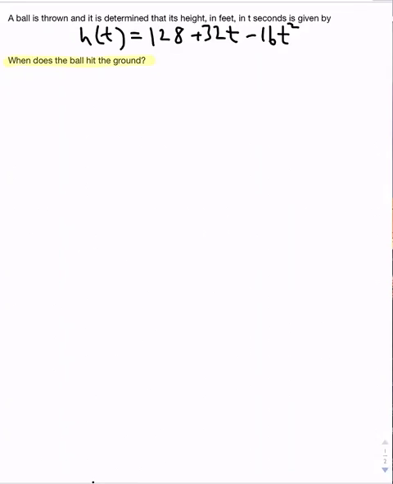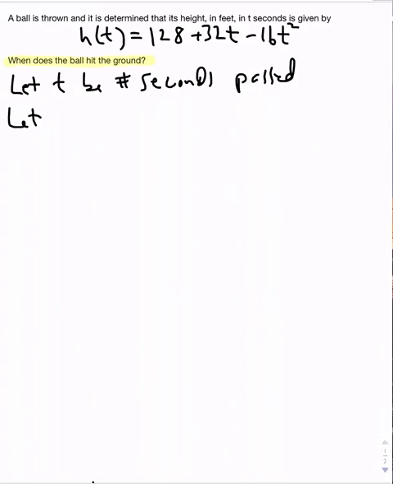So we need to first identify the variables. In this case, our unknowns are time and height. So I'll let t denote the number of seconds passed. Okay, that's what it denotes in the problem above. And h, which is actually given to us in terms of t, so I'm going to write it as h of t, is the height after t seconds.